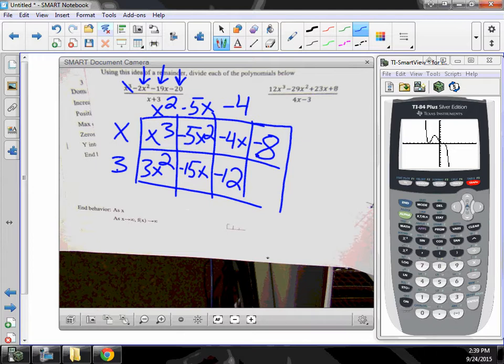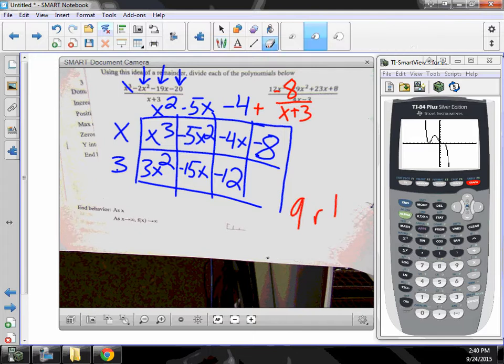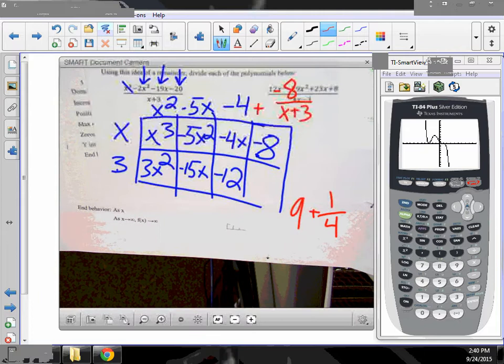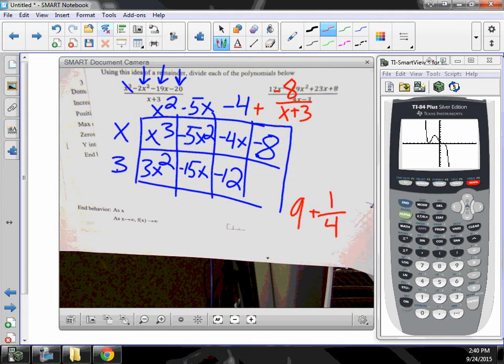So what we do is we say plus, and then we write the remainder, negative 8, and we divide it by the divisor, which is x plus 3. Just like when we had 9, remainder 1, we changed it to 9 plus 1 divided by how many pieces of rope there were? 4. Because that remaining 1 foot gets divided into 4 pieces. So the answer is x squared minus 5x minus 4 plus negative 8 over x plus 3.